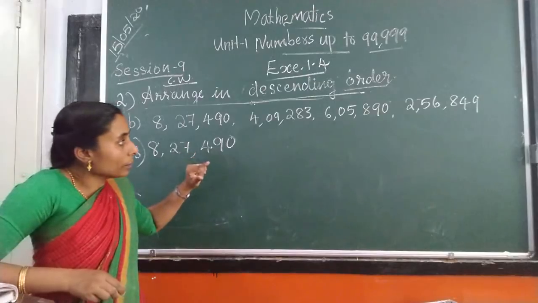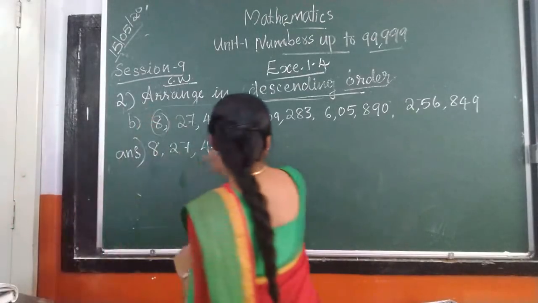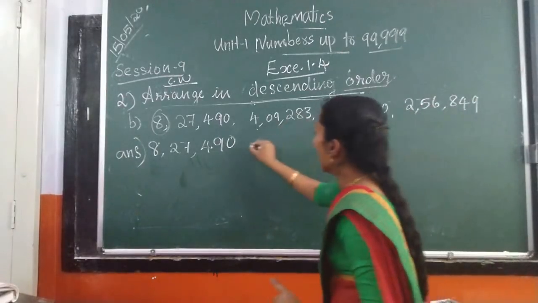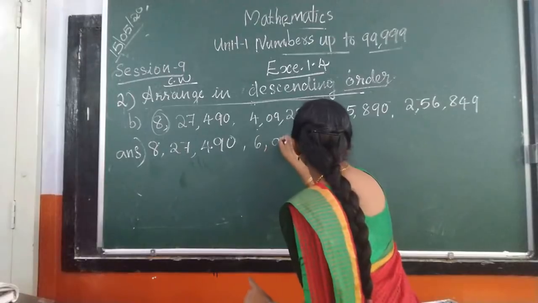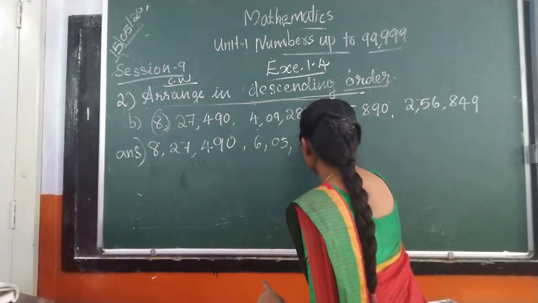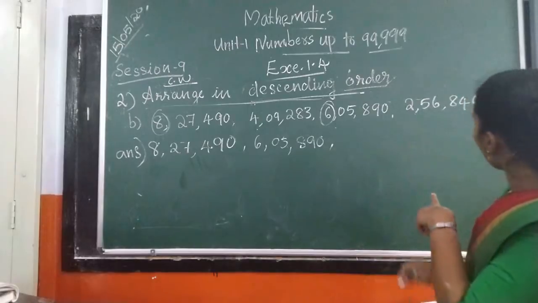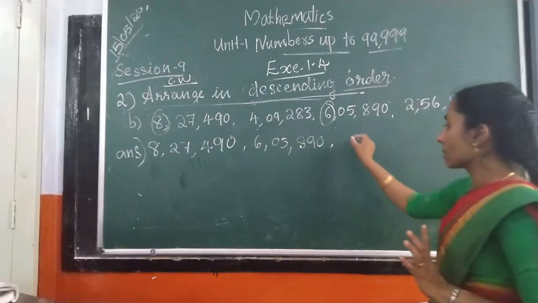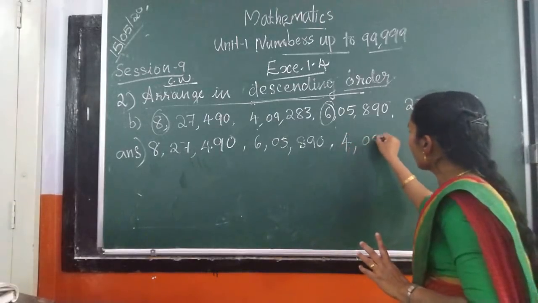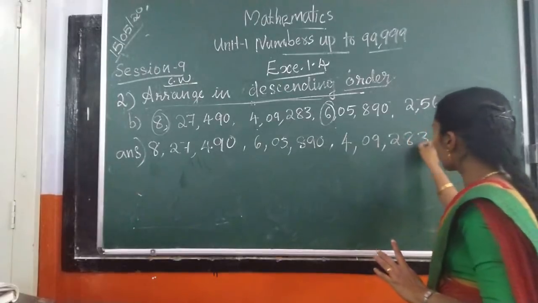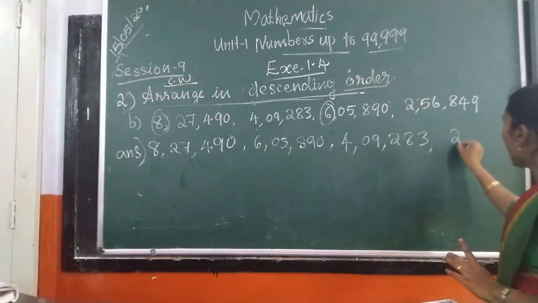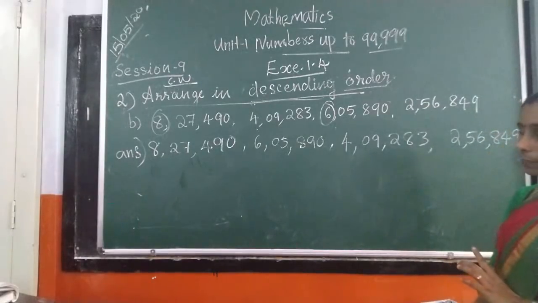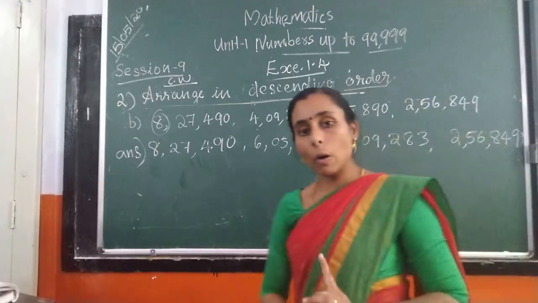Then next number, 8 lakhs over, then here 4 lakhs, 6 lakhs and 2 lakhs. Then 6 lakhs, 6,05,890. Then what is the next number? Two numbers are remaining, 4 lakhs and 2 lakhs. Then we can write 4,09,283. Last number, 2,56,849. Okay? I hope all have understood it.